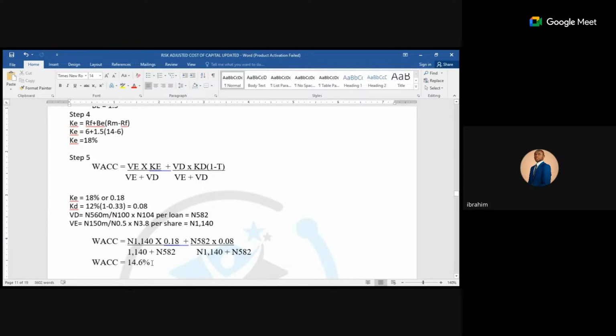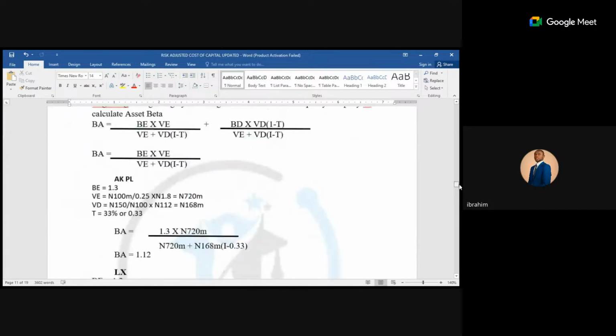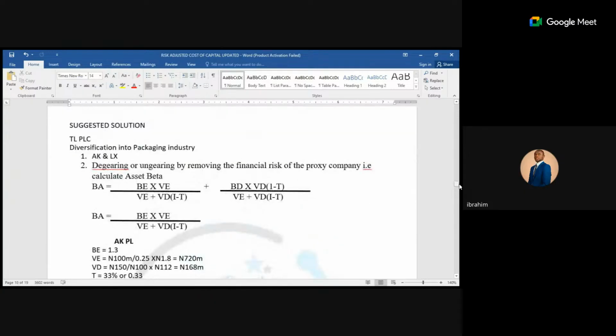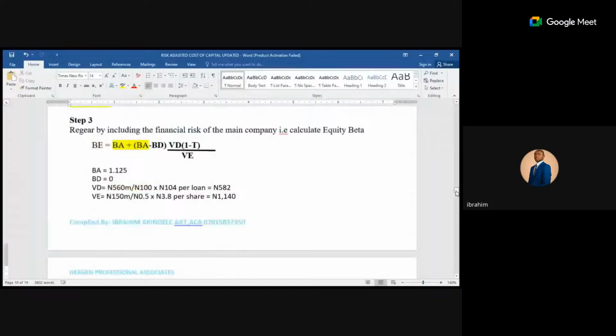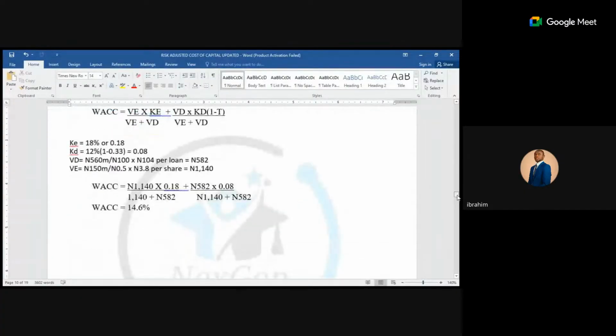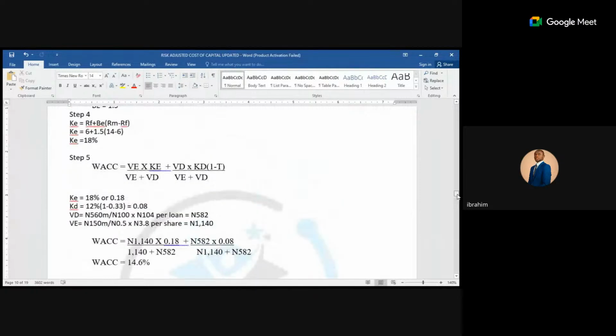Class, this is the weighted average cost of capital of the packaging industry, including the business risk of the diversification, as well as the financial risk of the main company, right? As well as the financial risk of the main company. This is the weighted average cost of capital or appropriate cost of capital.